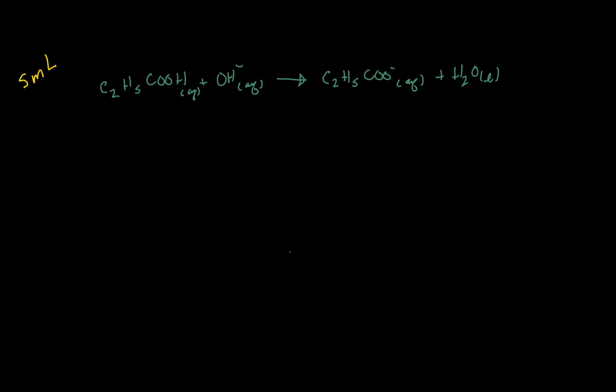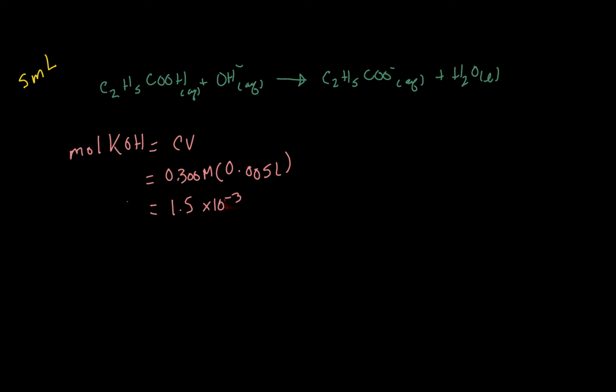All right. So moles of potassium hydroxide, we were given the concentration. It was 0.30 molar. So we're going to get this from the concentration times the volume. So 0.3 molar, and we're adding 5 milliliters, which is 0.005 liters, giving us a grand total of 1.5 times 10 to the negative 3. That's how many moles of potassium hydroxide we have.